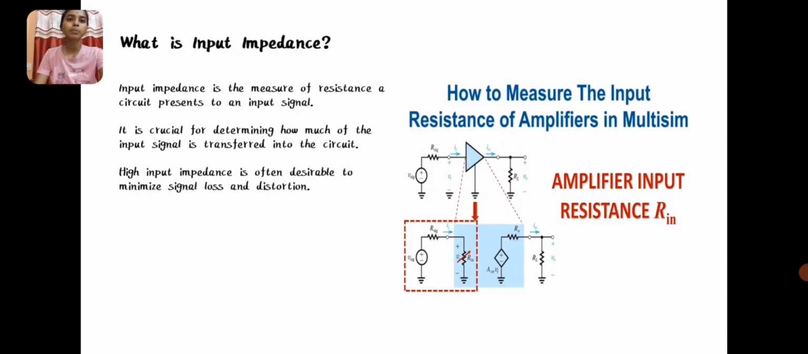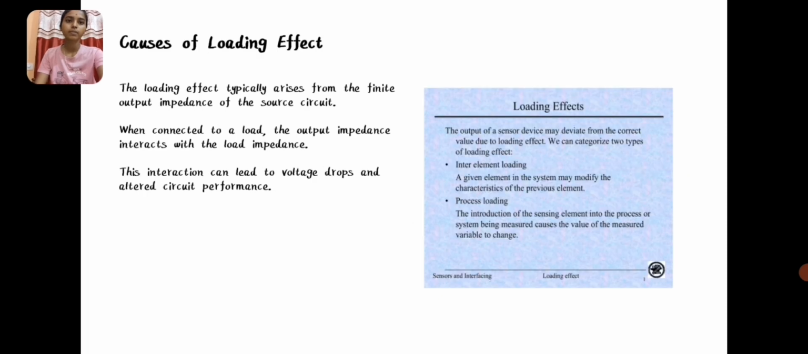What is input impedance? Input impedance is a measure of the resistance a circuit presents to an input signal. It is crucial for determining how much of the input signal is transferred into the circuit. High input impedance is often desirable to minimize signal loss and distortion.